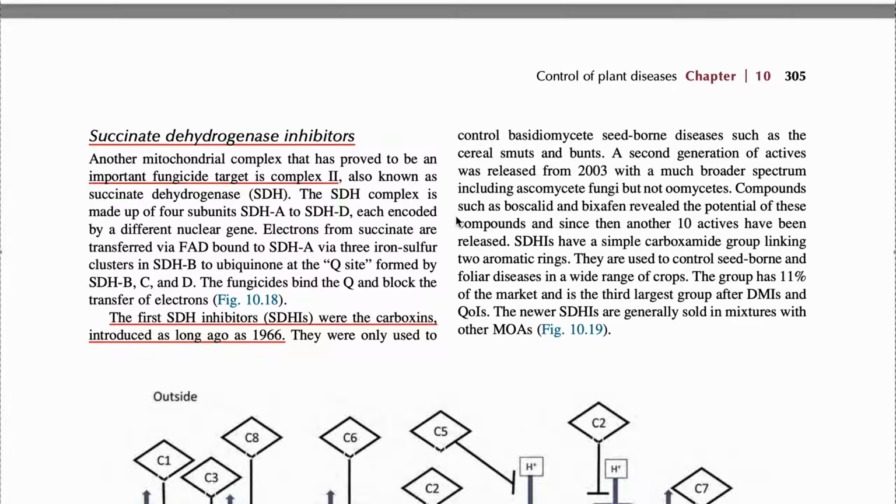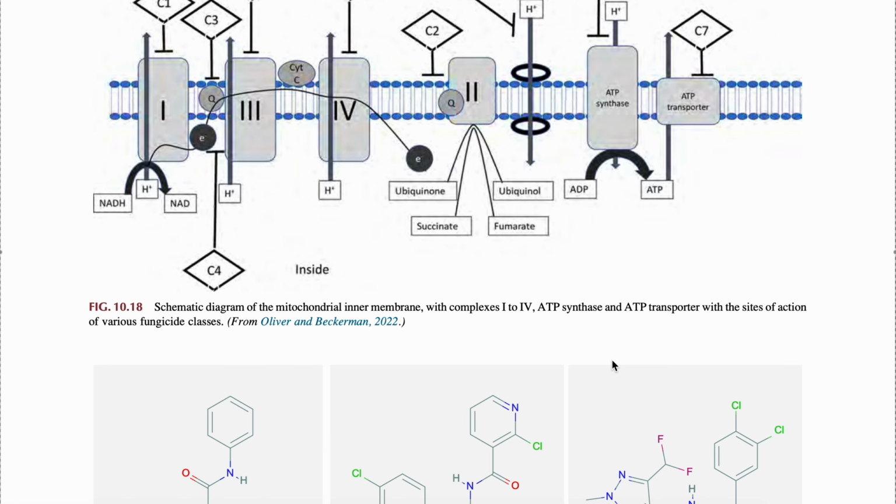Compounds such as boscalid and bixafen revealed the potential of these compounds, and since then another 10 actives have been released. SDHIs have a simple carboxamide group linking two aromatic rings. They are used to control seed-borne and foliar diseases in a wide range of crops. The group has 11% of the market and is the third largest group after DMIs and quinones. The newer SDHIs are generally sold in mixtures with other modes of action.